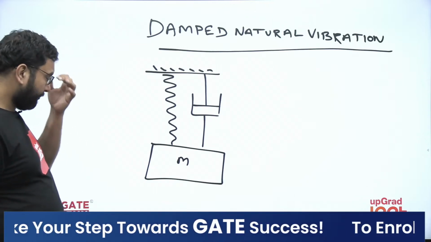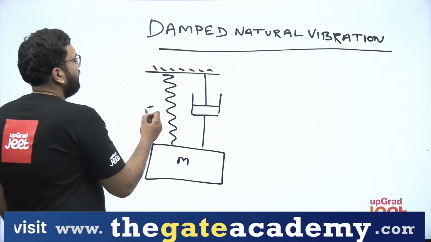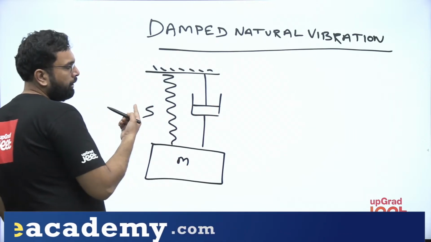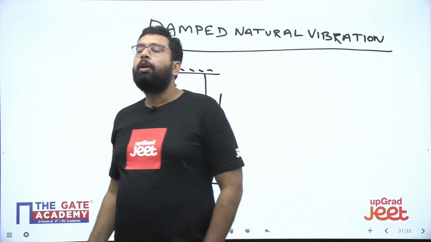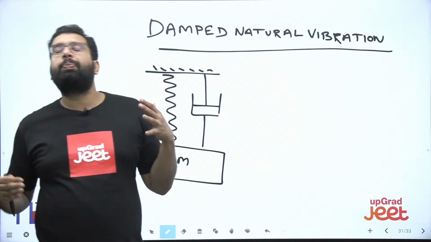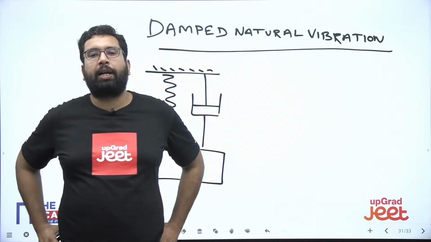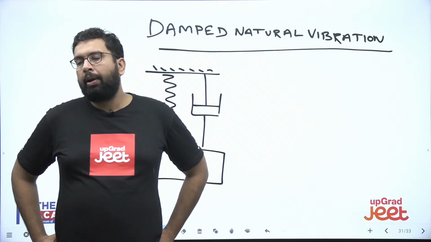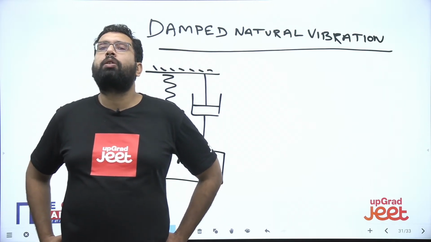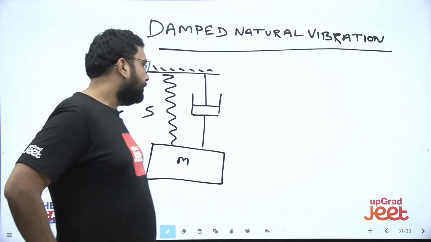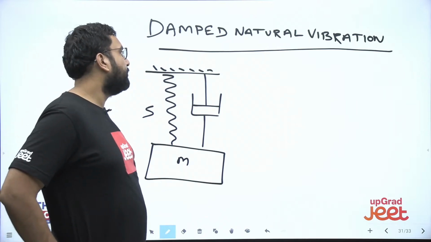This damper is the representation of friction in the system. What is the meaning of a spring? A spring is also resisting it, no? Whenever something is having some motion, this spring is also giving us some resistance in the form of stiffness that we have to overcome. Similarly, this friction is also giving you some sort of resistance to motion. So this damper is just the representation of friction in the system.